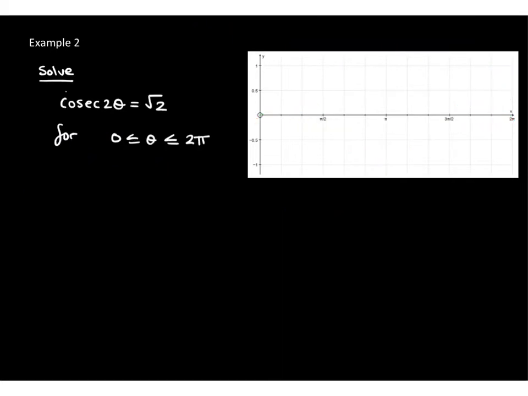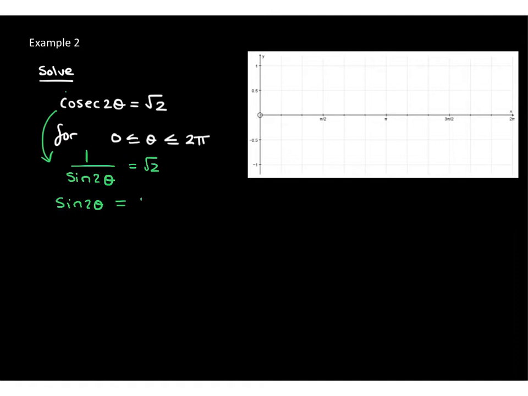So let's take a look at the second question. We're back to working in radians. Solve cosec 2 theta equals root 2. Now, cosec, of course, means 1 over sine. So this tells me that 1 over sine 2 theta equals root 2. So sine 2 theta is equal to 1 over root 2.